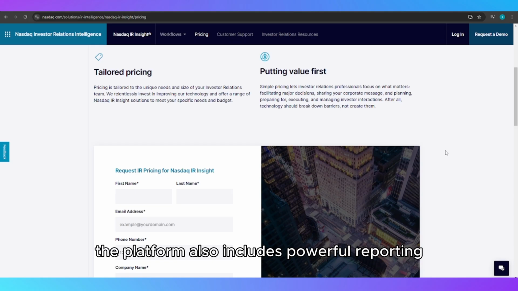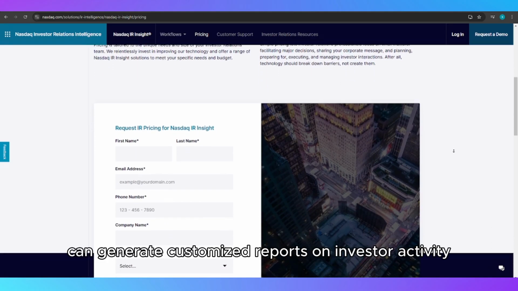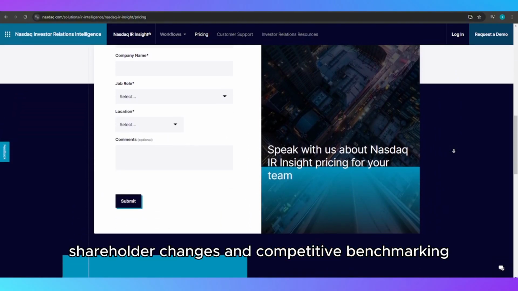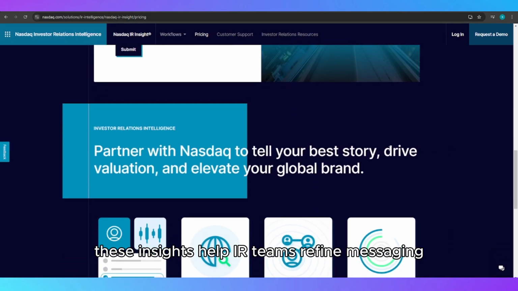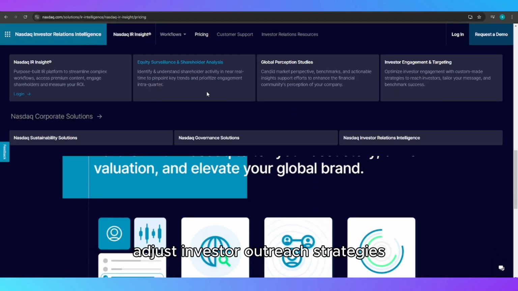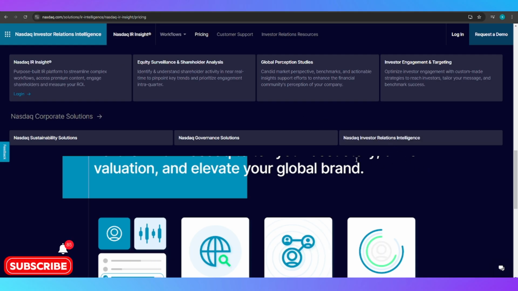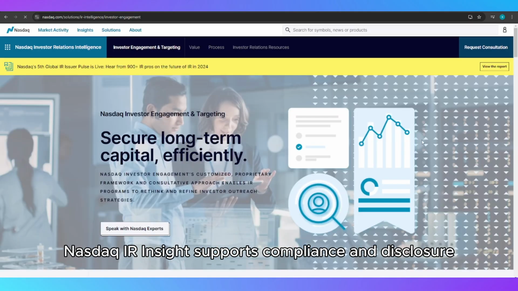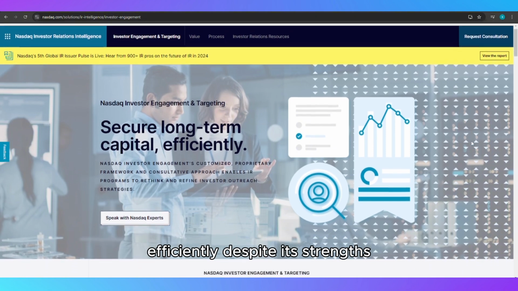The platform also includes powerful reporting and analytics capabilities. Users can generate customized reports on investor activity, shareholder changes, and competitive benchmarking. These insights help IR teams refine messaging, adjust investor outreach strategies, and anticipate potential activism risks. Additionally, Nasdaq IR Insight supports compliance and disclosure management, ensuring that regulatory requirements are met efficiently.